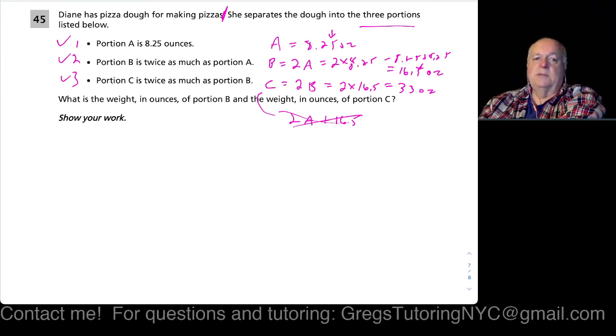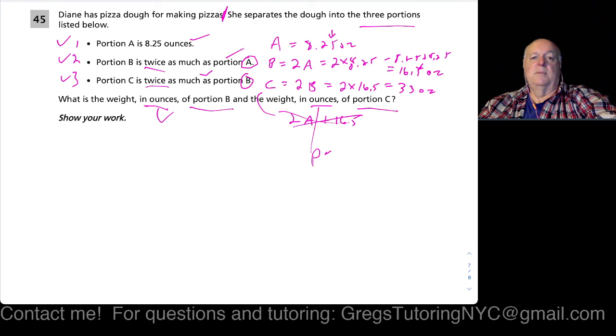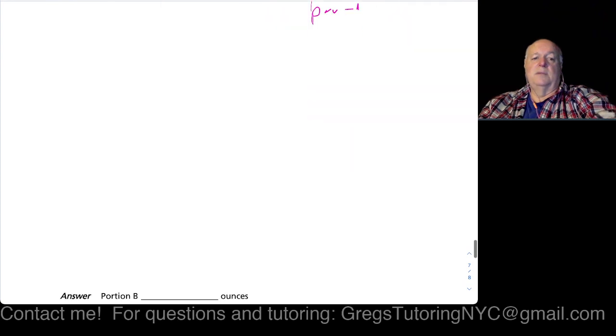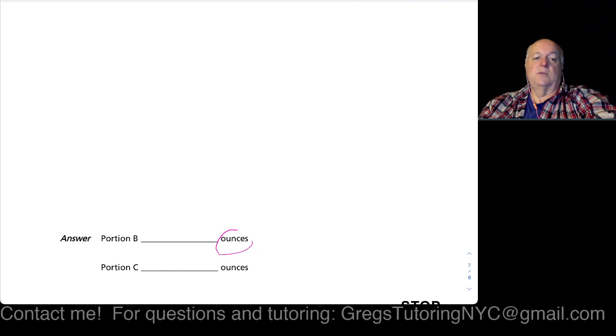Okay, what is the weight in ounces of portion B and the weight in ounces of portion C? Well, booyah, we got there. Double check. There's no unit conversion. That's in ounces. This is just twice, so that's got to be in ounces. This is twice again. That's got to be in ounces. This was twice A. This was twice B. Double check these, because they could have said this may have been in pounds. Okay, they didn't. We're going to come here and peek at what they gave us. B is in ounces. So this is what, 16.5. And this is 33.